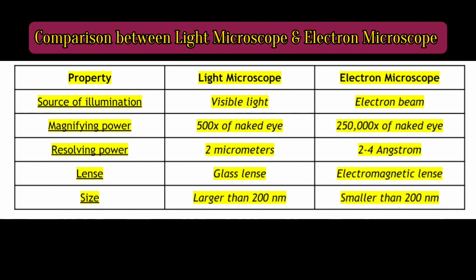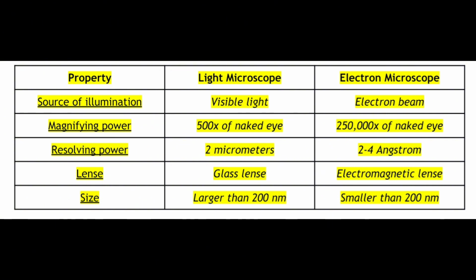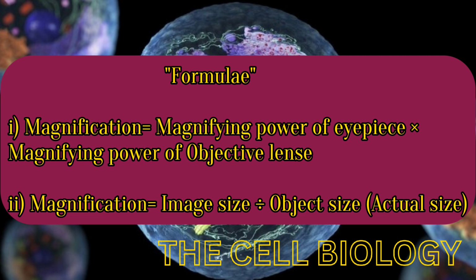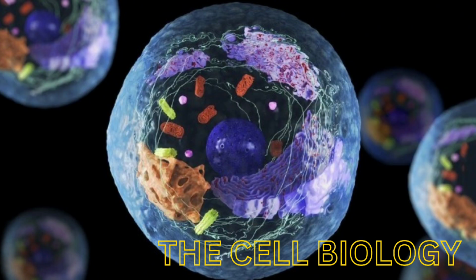These pointers of comparison are very important and have been frequently asked in the MCQs. Sometimes they also ask you to calculate the magnification of a microscope. It is calculated by multiplying the magnifying power of the eyepiece with the magnifying power of the objective lens. Now let's discuss the different techniques that are used to isolate the components of a cell. So let us begin with cell fractionation.